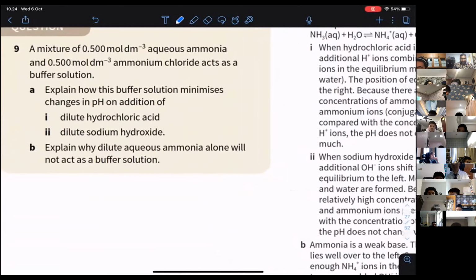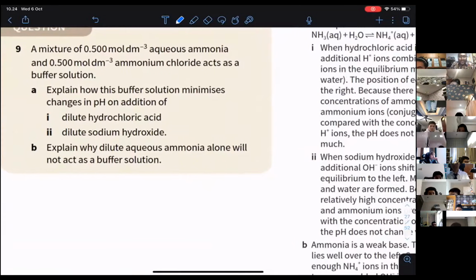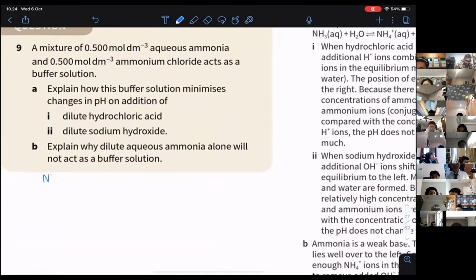So, writing the equation and how it works. Previously, I explained to you related to acid, ethanoic acid, and I told you that we also have what we call a base buffer. So we look at this base buffer. A base buffer is a weak base with the salt of the weak base. You can see they say this mixture acts as a buffer solution, and I need to explain how it works. So first thing you need to write down is ammonia.